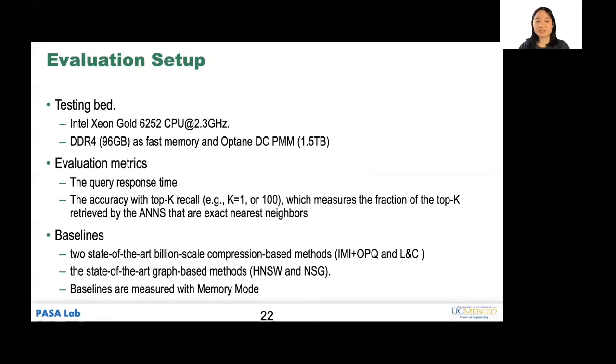We test HMAN on an Optane-based heterogeneous memory. We evaluate HMAN by query response time and the accuracy of top-K recall. We compare HMAN with 2 state-of-the-art billion-scale compression-based methods and 2 state-of-the-art graph-based methods. We measure the above 4 baselines with the Optane memory mode.